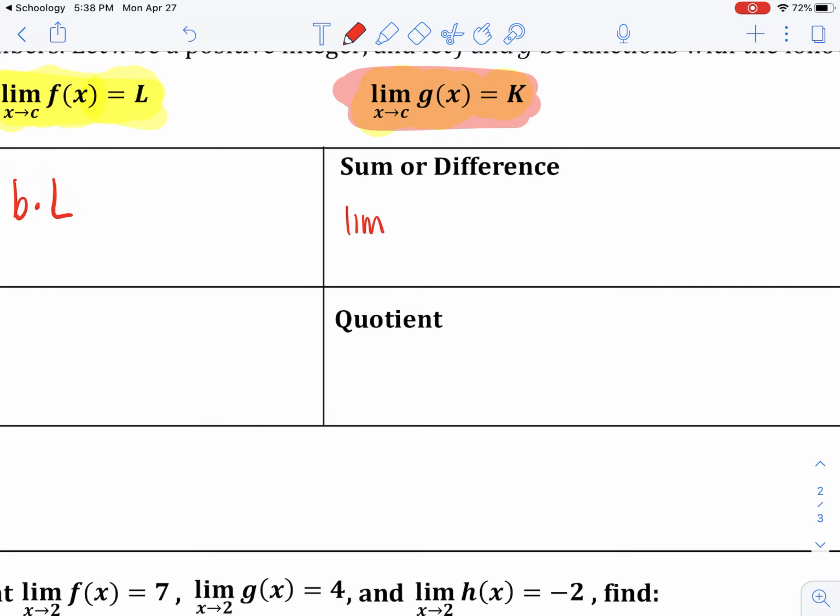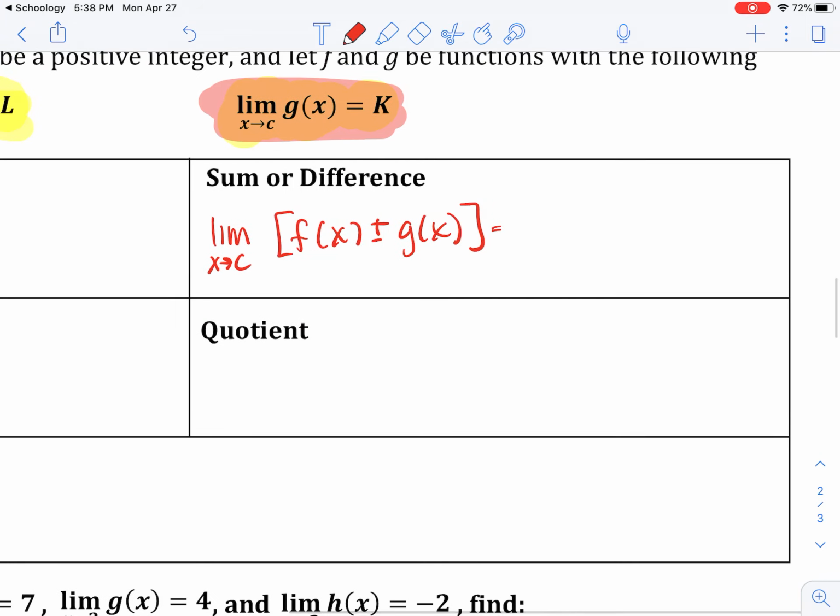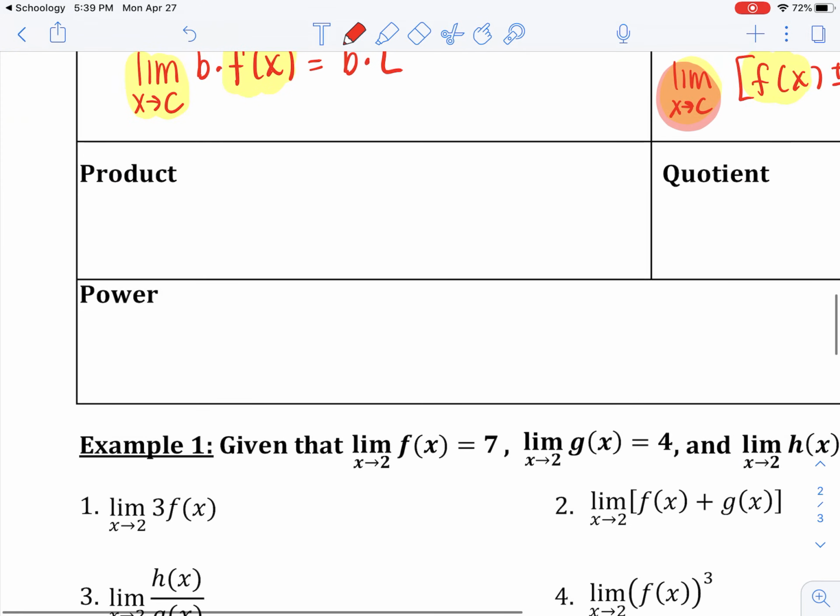Okay, sum or difference. So if I have the limit as x approaches c of f of x plus g of x, or it can be f of x minus g of x, I'm going to do plus or minus. Then that is equal to, all you're going to do is take the limit as x approaches c of f of x, which is L, and add the limit as x approaches c of g of x, which is k. So this is whatever L is plus whatever k is, or if it's subtraction, then minus.